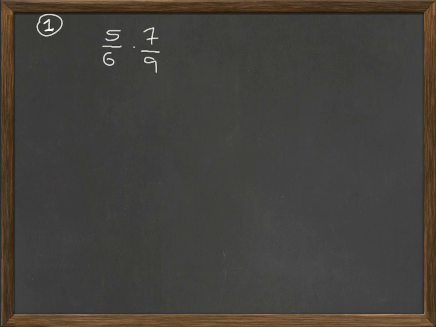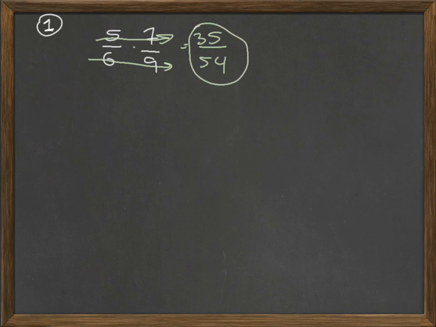Okay, so for number 1, we have 5/6 times 7 over 9. So you could try to reduce. However, I don't believe there is anything that you can reduce in this particular problem. So we're going to do 5 times 7, and that is 35. We're going to do 6 times 9, and that is 54. So that is our final answer.